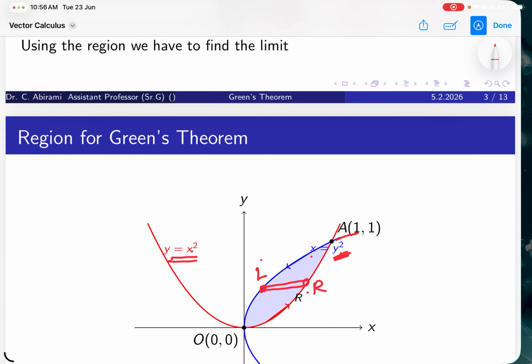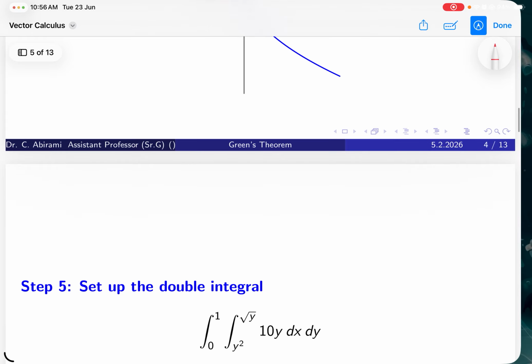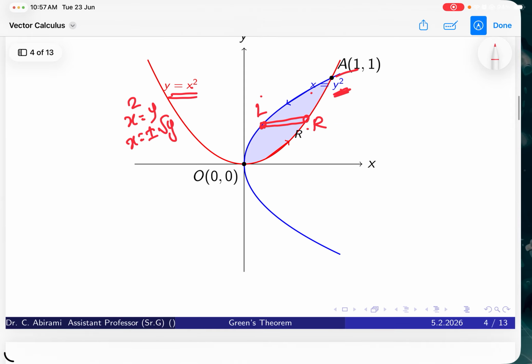In that, you can express x in terms of y. So here, what is given? x squared is equal to y, so x is equal to plus or minus root y. But I can consider only the positive root. That is, x goes from y squared to root y. This is your limit. After that, we can move the strip from bottom to top.